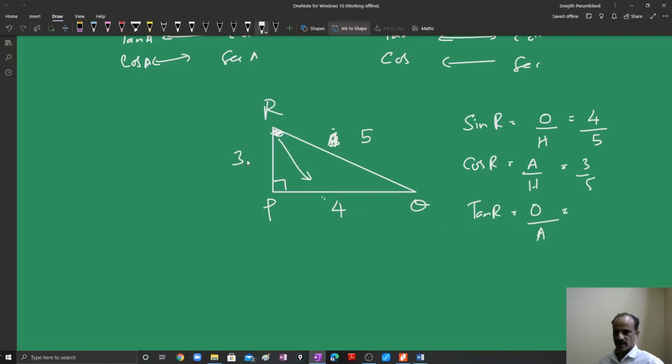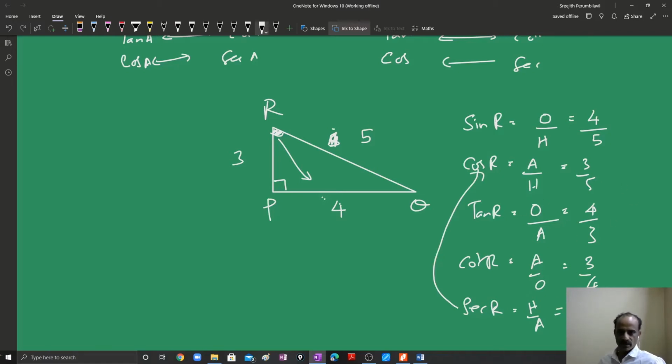Tan of R is opposite side by adjacent side, 4 by 3. Cot R, the reciprocal, adjacent by opposite, obviously 3 by 4. Sec R, secant of R, hypotenuse by adjacent side. We know that sec is the reciprocal of cos, therefore 5 by 3. And the last, cosec R, obviously 5 by 4, reciprocal of sine, and it goes like that.